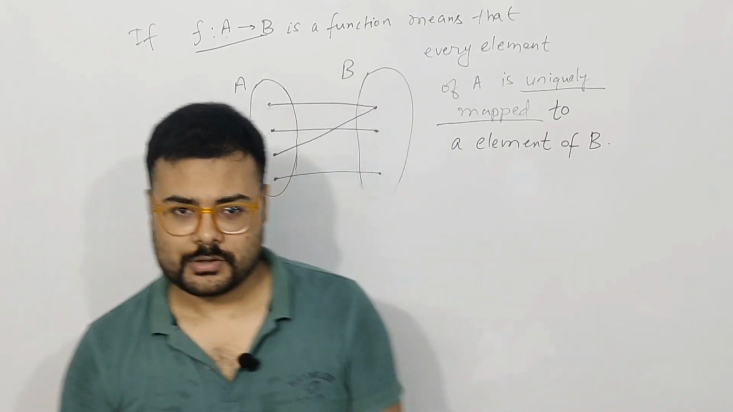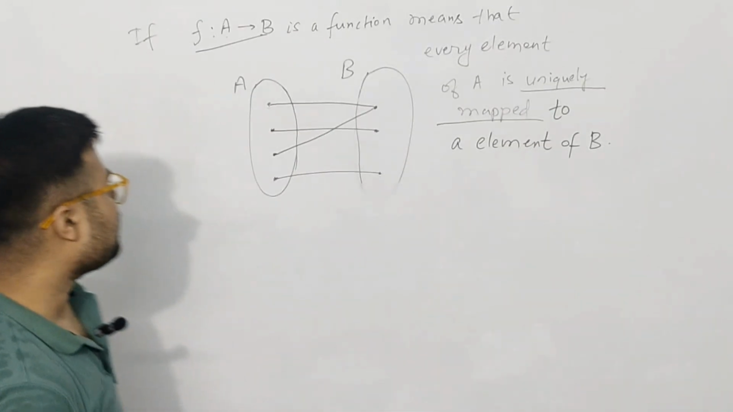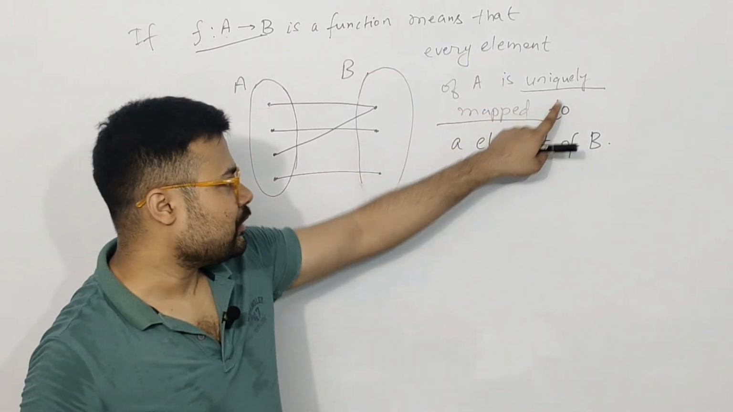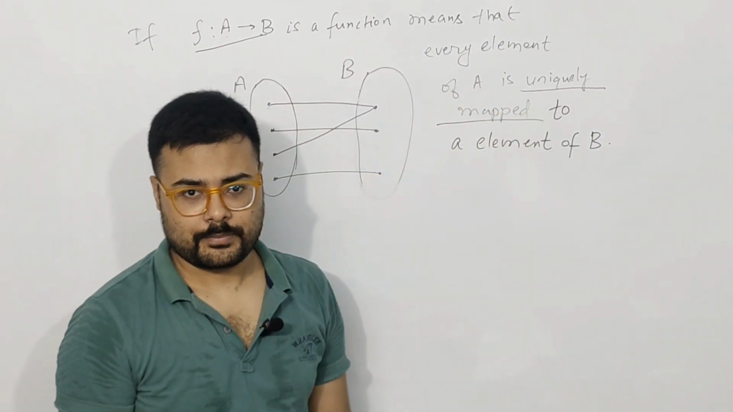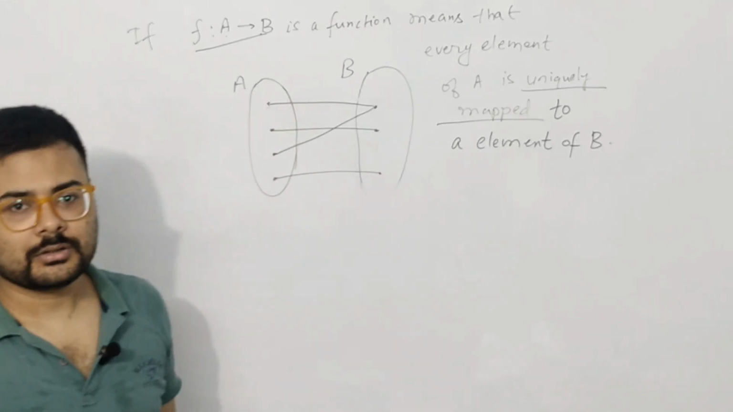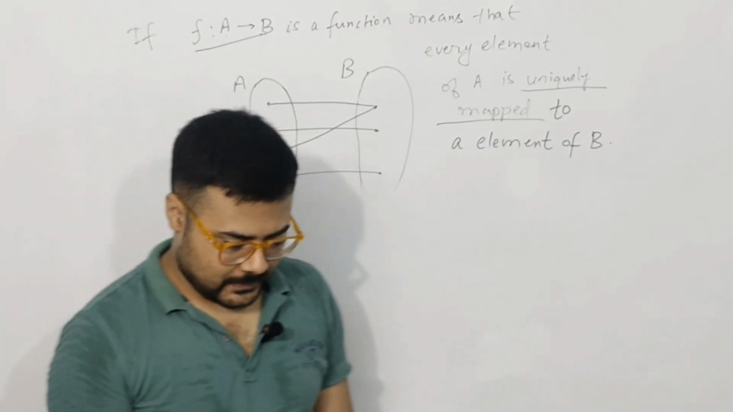Hi. So we know what a function is. If a function is from A to B, then elements of A are uniquely mapped to elements of B, such that all the elements are uniquely mapped to an element of B.